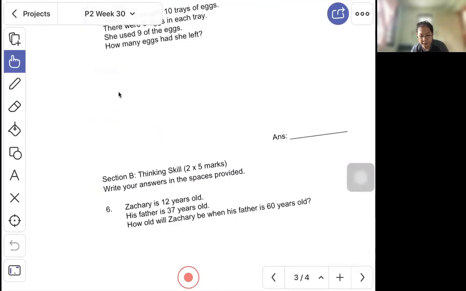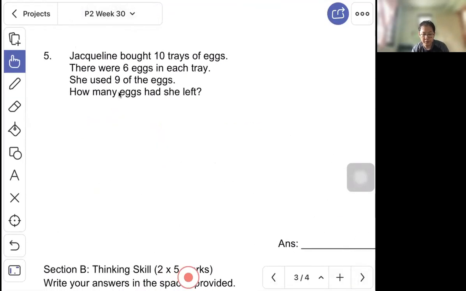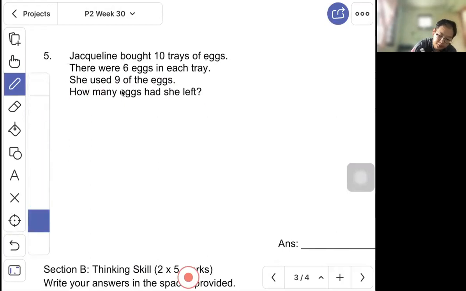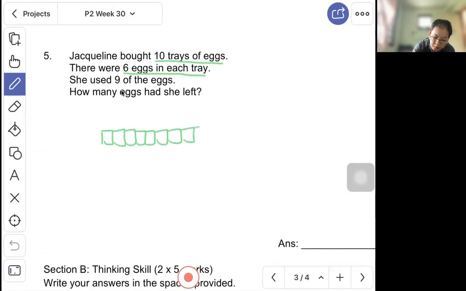Question 5. Jacqueline bought 10 trays of eggs. There were 6 eggs in each tray. She used 9 of the eggs. How many eggs has she left? Now let's underline the keywords. 10 trays of eggs, followed by 6 eggs in each tray. So you have 1, 2, 3, 4, 5, 6, 7, 8, 9, 10.